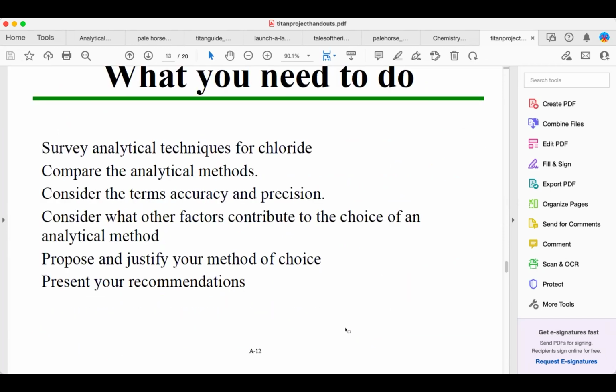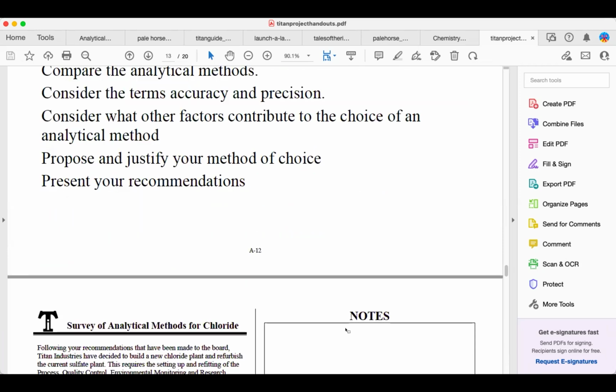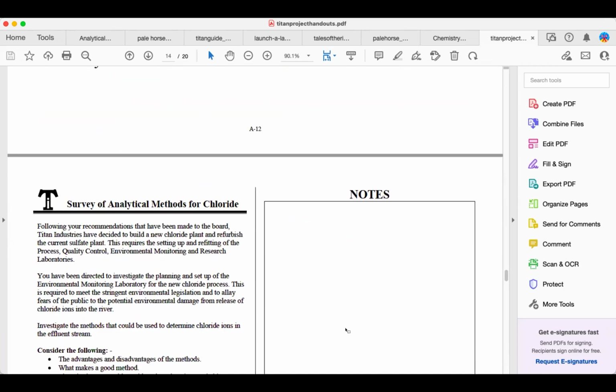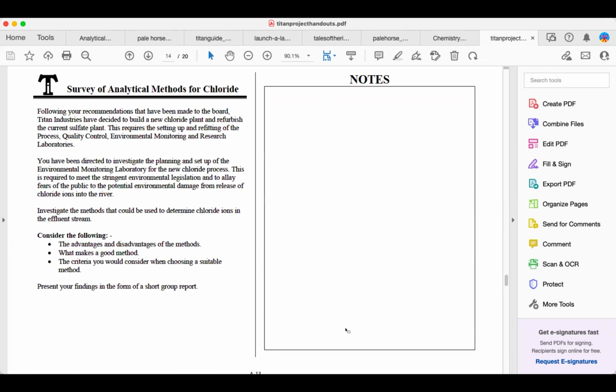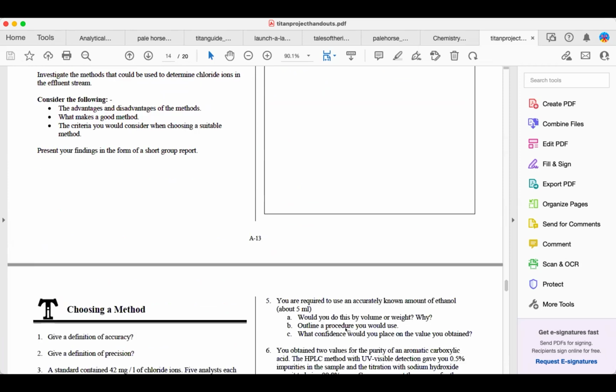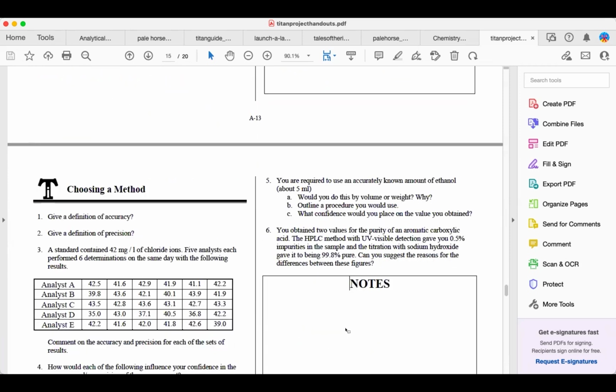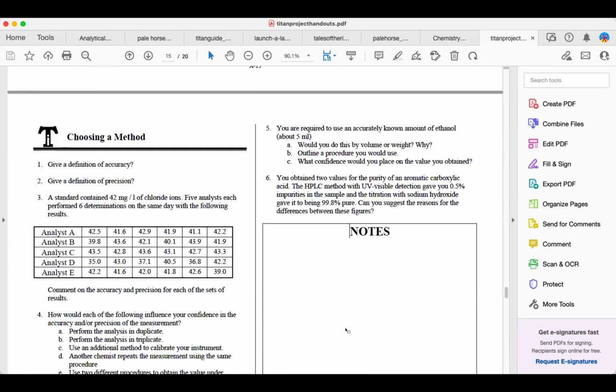So survey analytical techniques for chloride, compare the analytical methods, consider the terms accuracy and precision, and consider what other factors contribute to the choice of an analytical method. Propose and justify to your bosses, to your board of directors probably. So you have to choose a few methods and define the accuracy, precision, and explain.